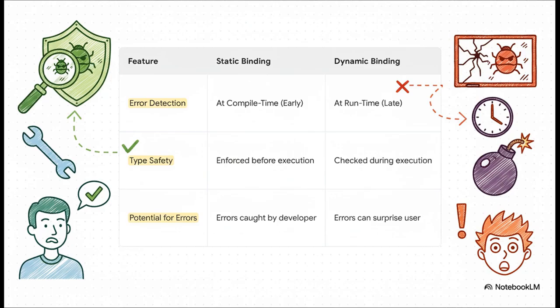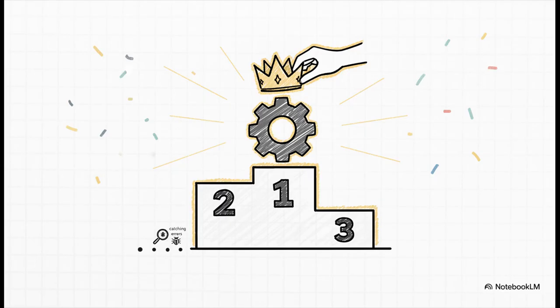With static binding, errors get caught early on, at compile time. That means the developer finds them before the program ever gets to a user. With dynamic binding, errors are found late, at runtime. And that means they can pop up and surprise the user while they're in the middle of doing something important. That's a huge difference.